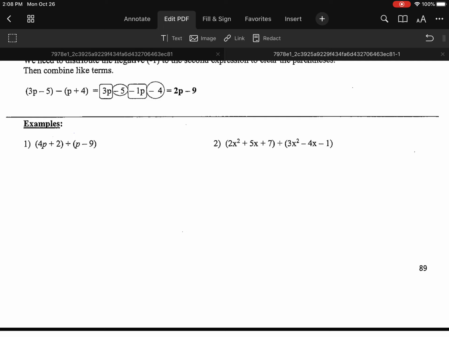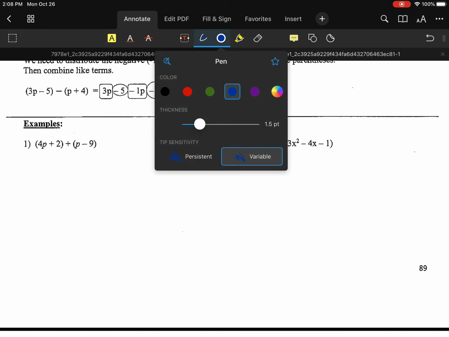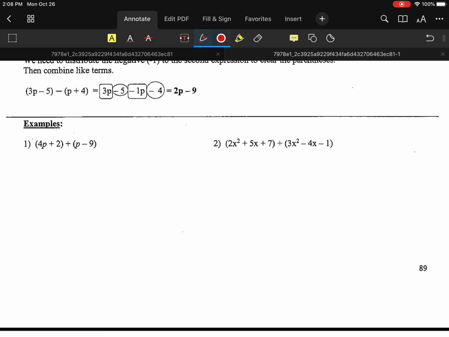Since there's nothing to distribute, we need to put our 1's in. So I'm going to start by putting in a 1 in front of this first set. 1 times 4p is 4p. 1 times 2 is 2. I'm now going to do the same thing to the second set. So I'm going to put my 1 in. So it's a positive 1 times p, which is a positive 1p. And 1 times negative 9 is a negative 9. Anything times a positive 1, you're going to get back the same thing because anything times 1 is itself.